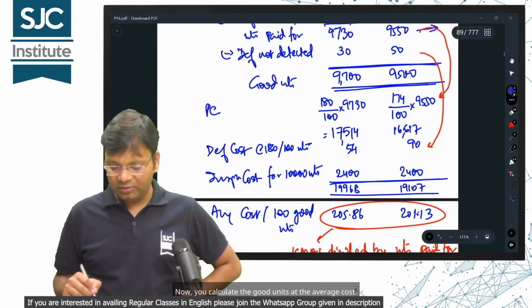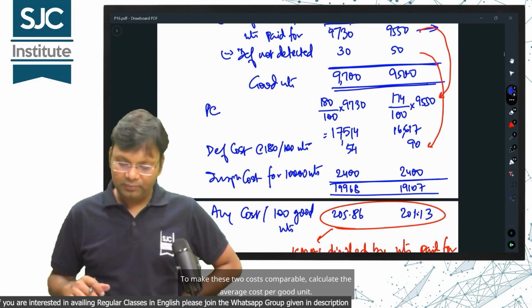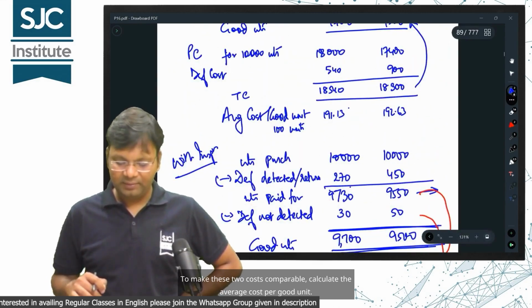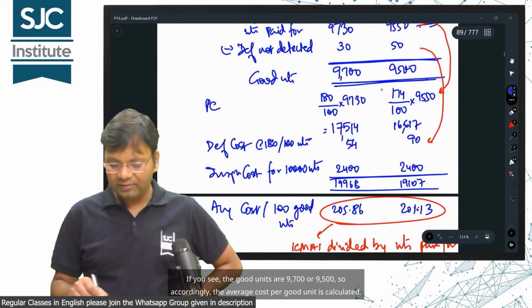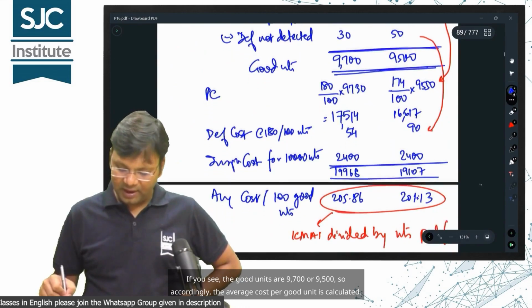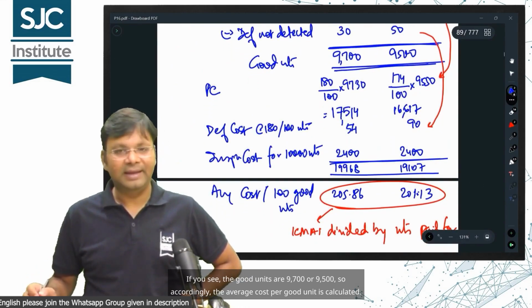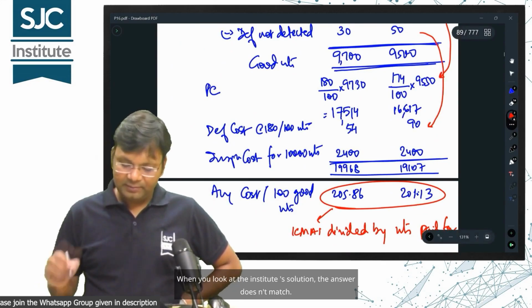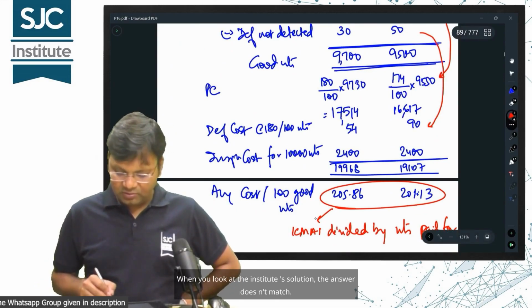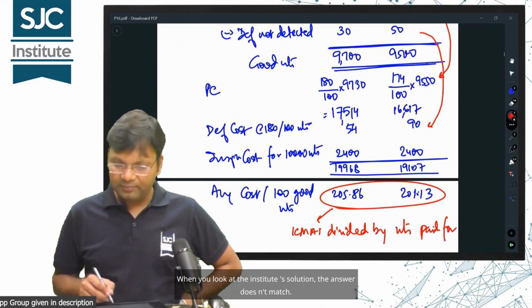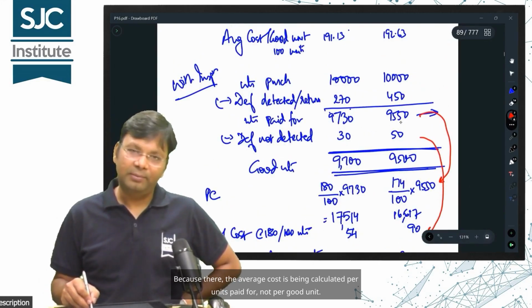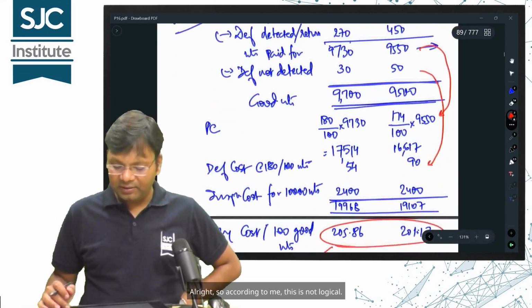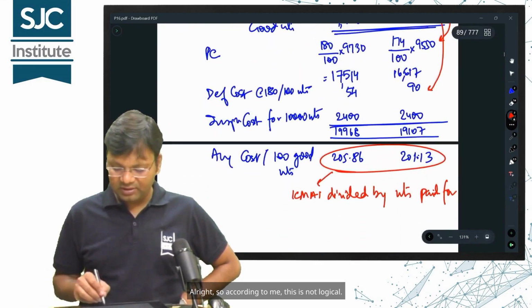Now, you calculate the good units at the average cost. To make these two costs comparable, calculate the average cost per good unit. The good units are 9,700 or 9,500, so accordingly, the average cost per good unit is calculated. When you look at the Institute's solution, the answer doesn't match, because there, the average cost is being calculated per units paid for, not per good unit. According to me, this is not logical.